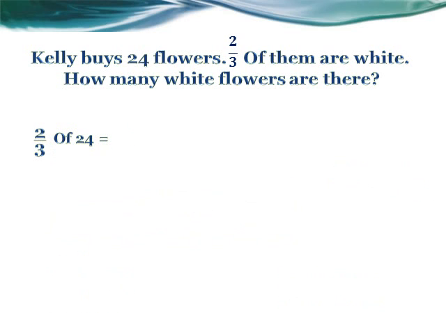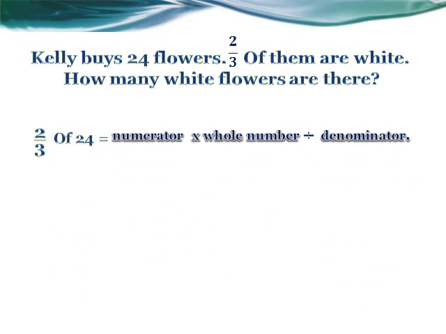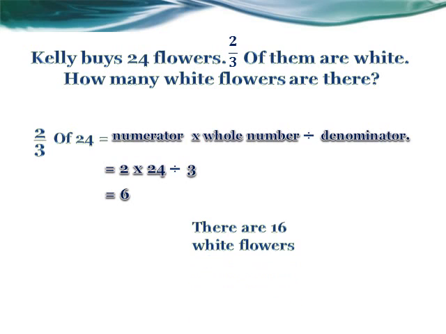Let's try solving this same problem another way. From the previous video, as I've mentioned to you, how do you get a fraction of a set? The equation would be to multiply the numerator by the whole number, divided by the denominator. So you have 2, which is the numerator, times 24, and that would be 48 divided by 3, and so you would still end up with 16. That's 16. Therefore there are 16 white flowers. That's the same answer as the first one.